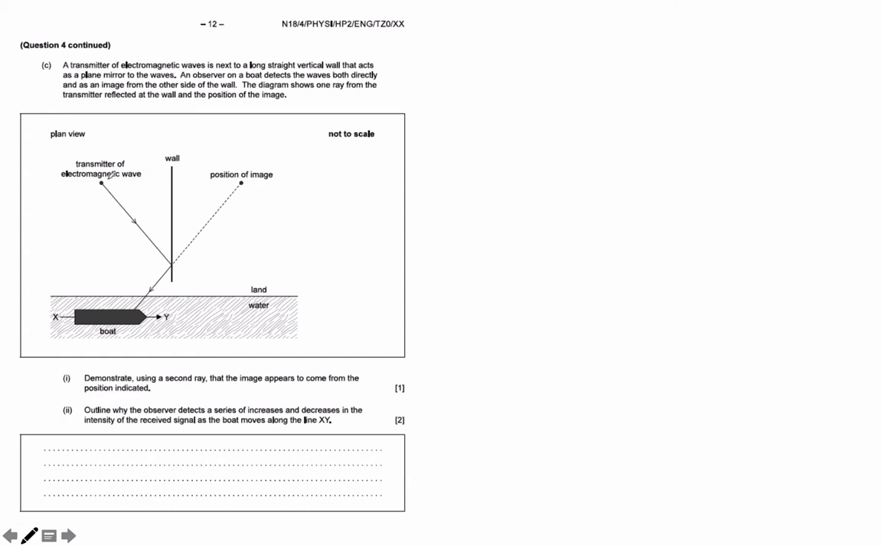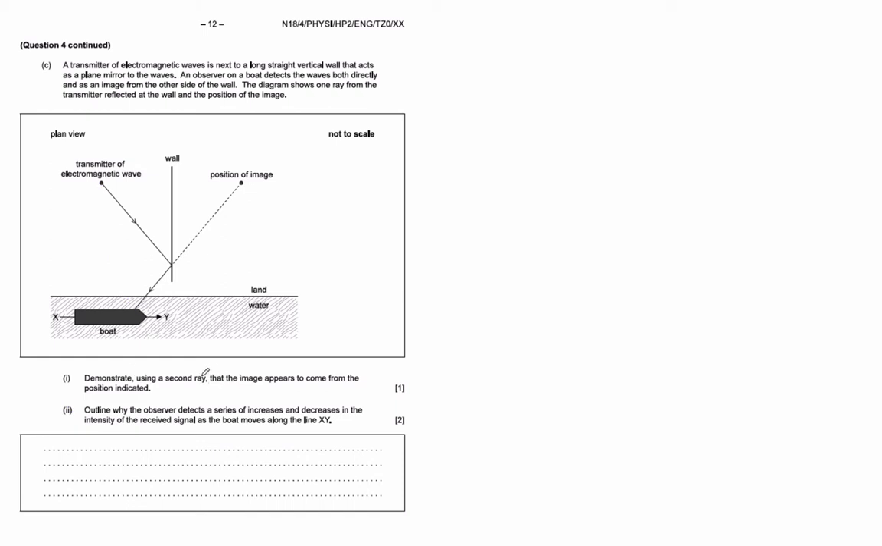The diagram shows one ray from the transmitter reflected at the wall and the position of the image. So basically, this thing is transmitting, right? And we're actually at this point receiving not only this signal that comes straight from the transmitter, but we're also receiving the reflection, right? The reflection is going to cancel and cause interference just like two double slits or two sources or two speakers would do. We've solved these problems. That's what's going on. So we can talk about that here. But let's go back to this.